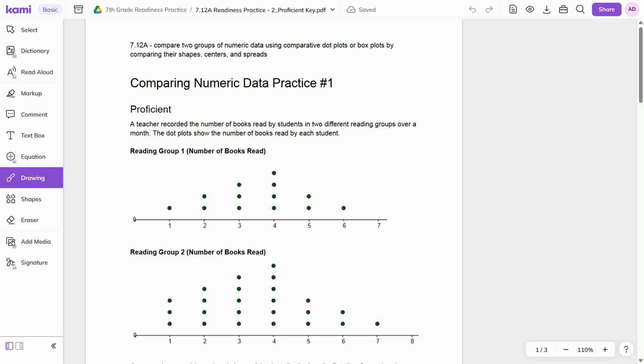Today we are looking at the 7th grade concept of comparing numeric data. This is 7.12a Readiness Practice, the Proficient version.